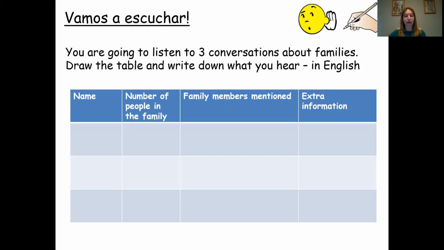Hola, me llamo Ana. En mi familia hay 7 personas. Yo, mi madre, mi padre. Tengo un hermano que se llama Freddy y tengo una hermana que se llama Emilia. También tengo 2 abuelos y, tengo un abuelo y una abuela.